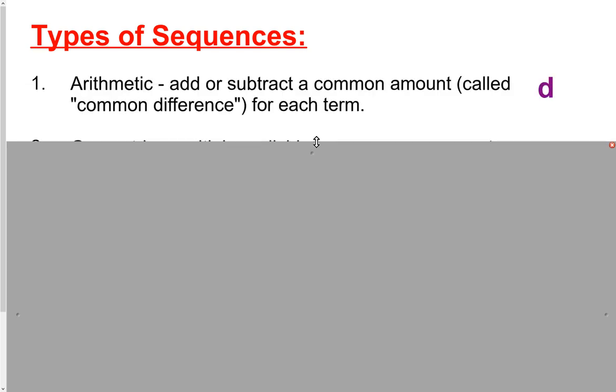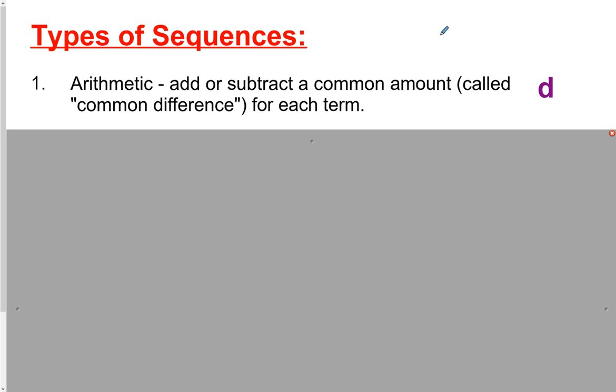Okay, I want to talk about some different types of sequences. So here's our first one, and this is the kind we're focused on today. It's called an arithmetic sequence. Arithmetic just means we're adding or subtracting. An arithmetic sequence is a sequence where we're adding or subtracting a common amount each time. So you add or subtract a common amount called a common difference for each new term. And the common difference we label with a D. D for common difference. And that's an arithmetic sequence. That's what we're studying today.